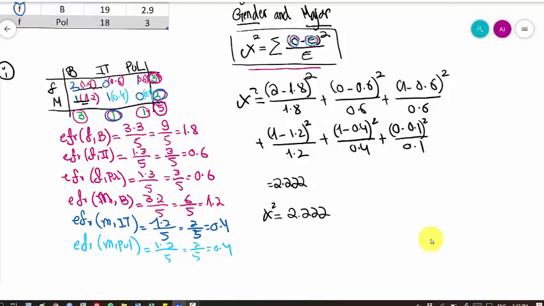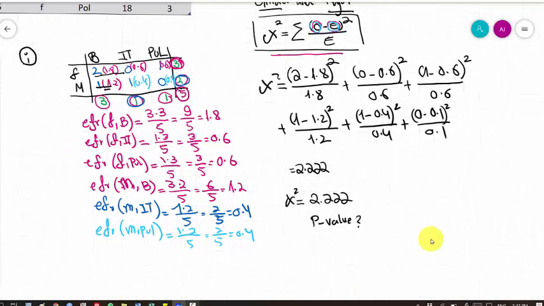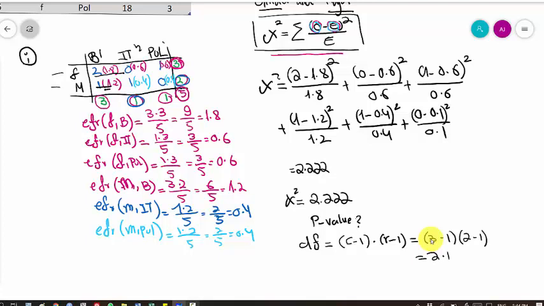But we don't know how much is the p-value for this. What is the p-value? In order to find the corresponding p-value for this chi-square statistic, we need also to find the degrees of freedom, or df. Degrees of freedom is equal to the number of columns minus 1 times the number of rows minus 1. How many columns do we have? We have 1 column, 2 columns, 3 columns. This is 3 minus 1 times how many rows do we have? We have 1 row, 2 rows, so 2 minus 1. This is equal to 3 minus 1 is 2, 2 minus 1 is 1, which is equal to 2.